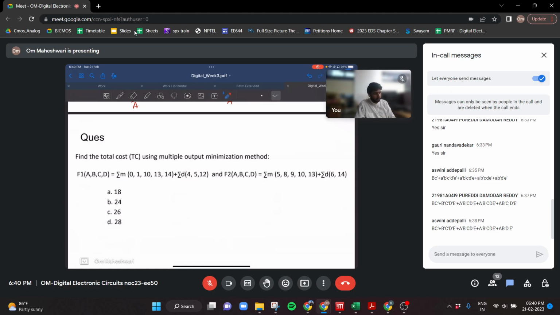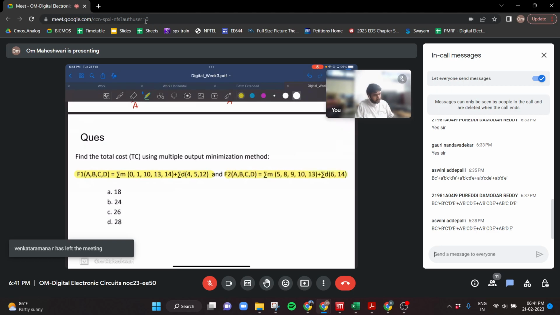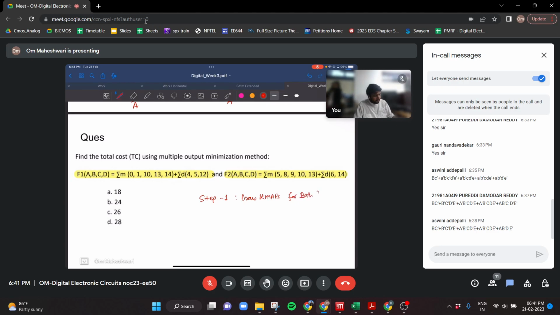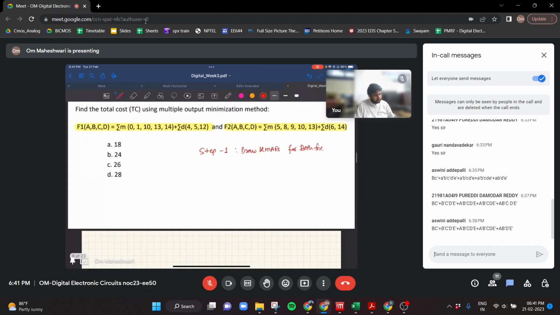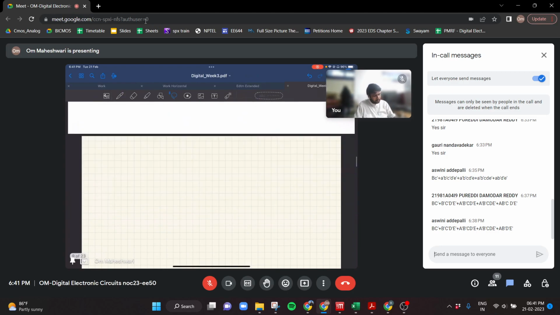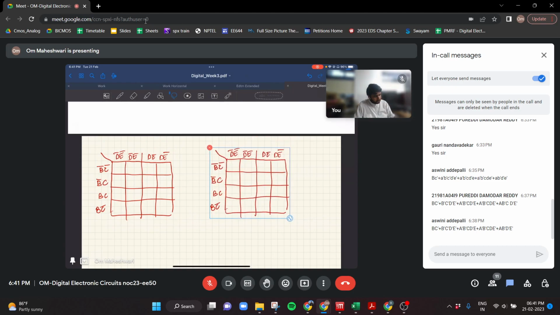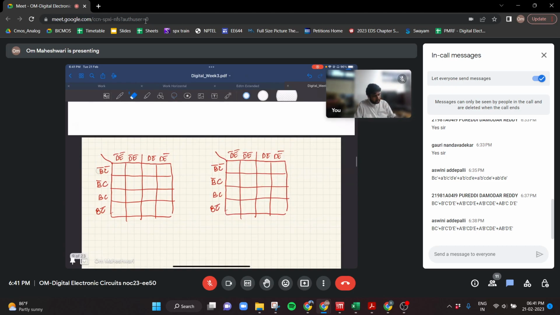I'll give the concepts for this, but currently what we see is we have two functions, right? F1 and F2. So step one is to draw the K-map for both. So let's start with drawing the K-map. I'll just paste my previous K-map; I need to change the labels.